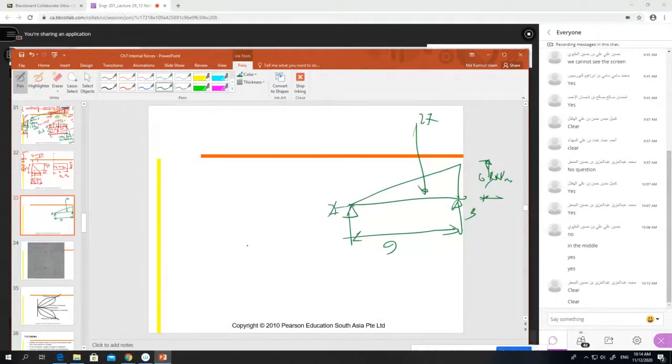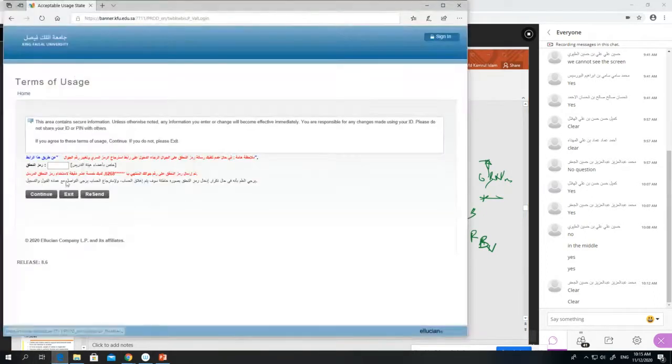Now you tell me what is the RAV. Calculate the RAV and tell me the result. Calculate the RBV and tell me the result. Here to here is 3 meter distance, here 6 meter distance, right? And here is 27 kilonewton. So calculate and tell me the reaction force.